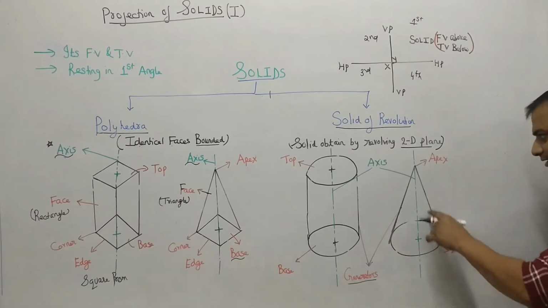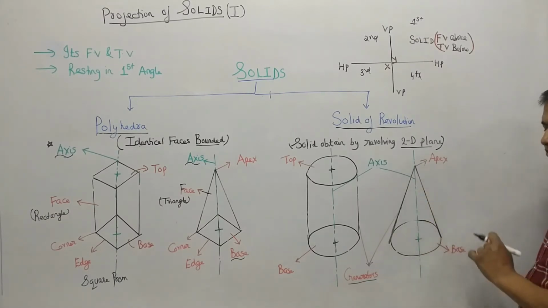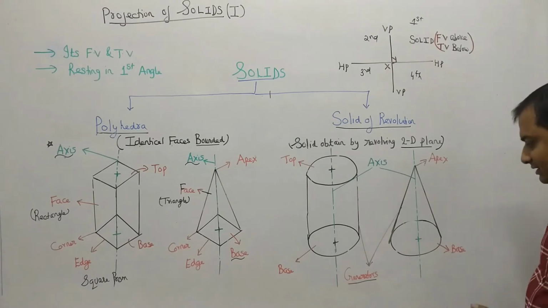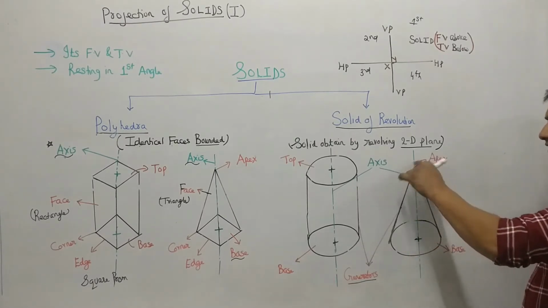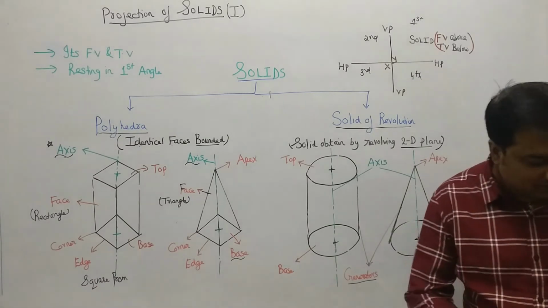So this is the base, this is the vertex. Now what is the axis of the cone? The line joining the center of the base and the vertex, that will be the axis of the cone.